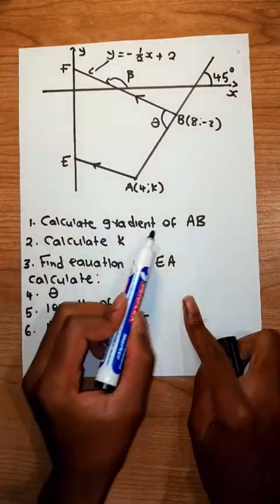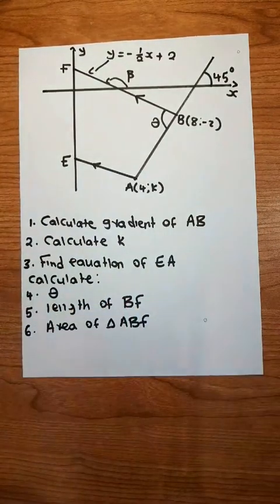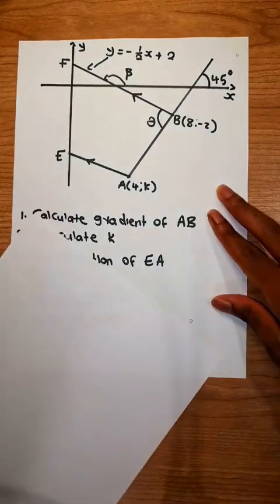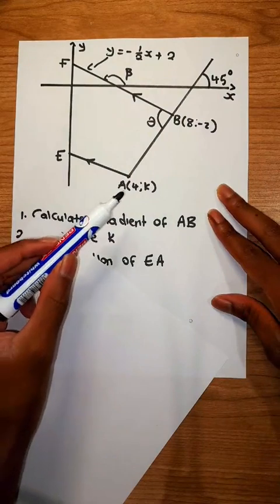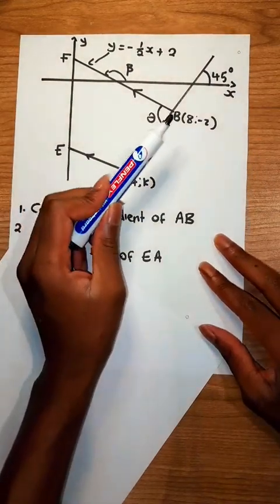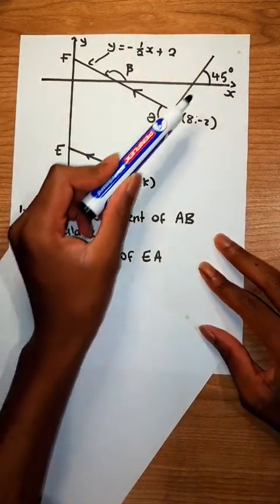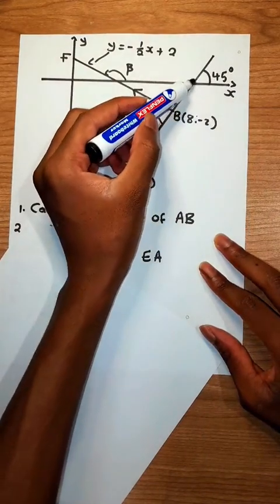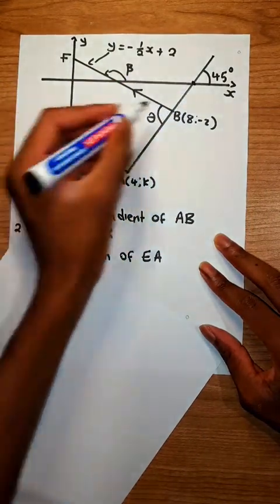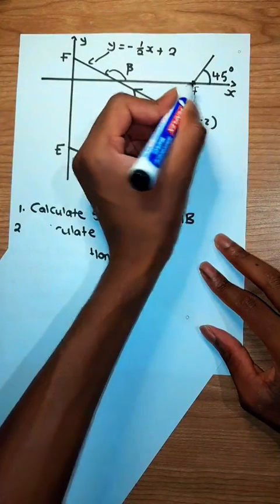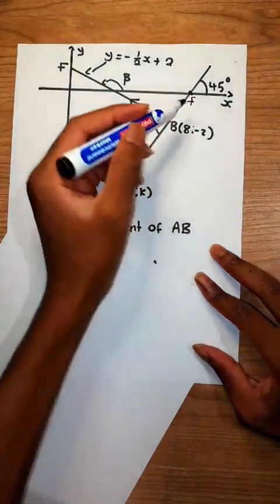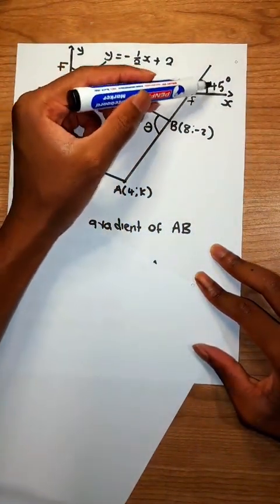They say calculate the gradient of AB, right? Let's look at it. They want us to calculate the gradient of AB. This is AB, but what is happening to AB? AB actually extends to this point. I don't know the name of this point. Let's just call it F. Right? Now, we realize we're having an incline of 45 degrees.